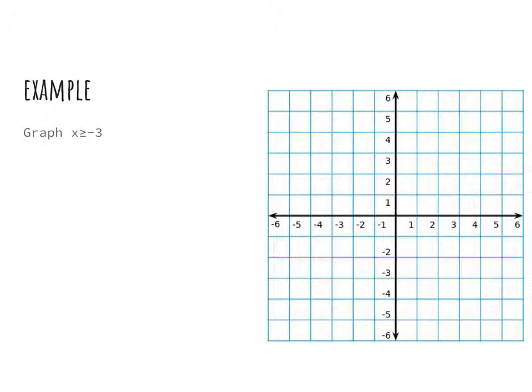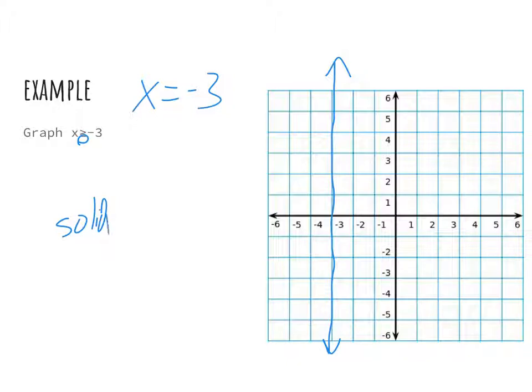Last one, we've got x is greater than or equal to negative 3. Now we don't have a y value. So again, we start with the line x equals negative 3. That is a vertical line at negative 3. So that's right here. And then from there, we do the same thing. Okay? Got the or equal to, so it's a solid line. Okay?